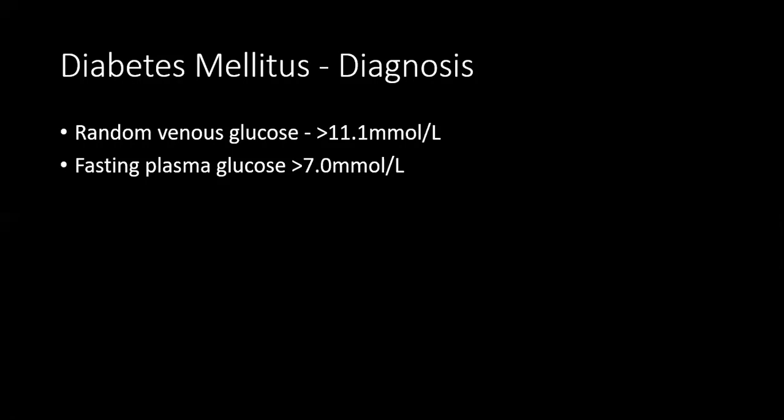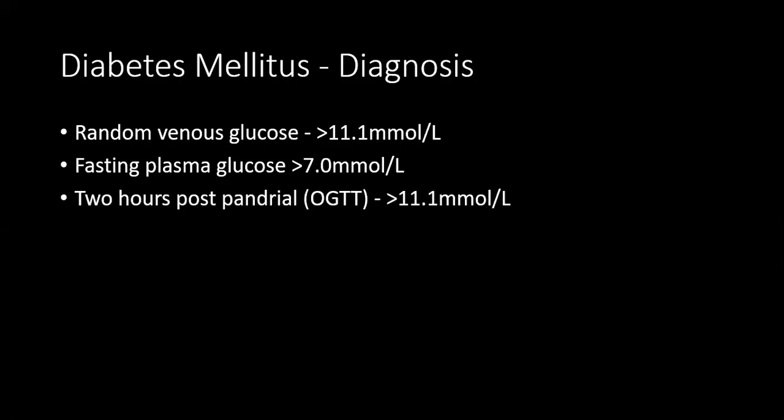If the patient has just had a meal, it's obviously going to be quite high, so it's not a true representation. That's why we do a fasting plasma glucose, and we may want to do an oral glucose tolerance test as well. If after doing an oral glucose tolerance test it's more than 7, that's impaired glucose tolerance.